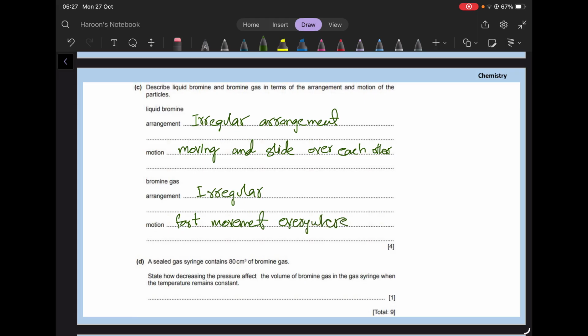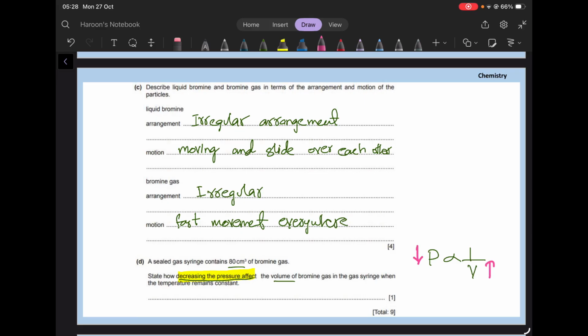A sealed gas syringe contains 80 cubic centimeter of bromine gas. State how decreasing the pressure affects the volume. So first of all, pressure and volume, they have an inverse relationship as we have already discussed. So inverse relationship, they were specifically saying decrease in pressure. So when we decrease the pressure, the volume should actually increase.